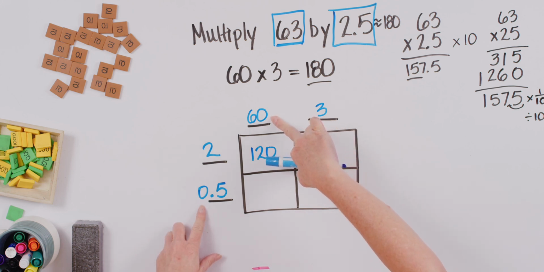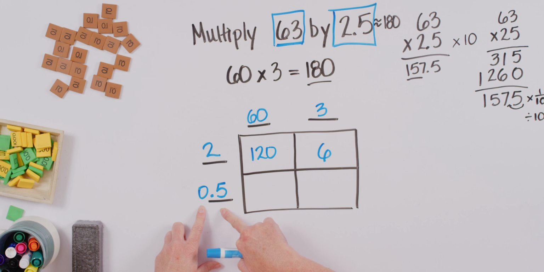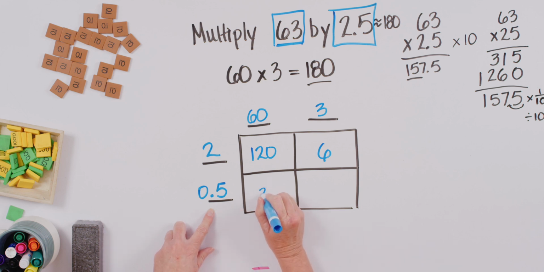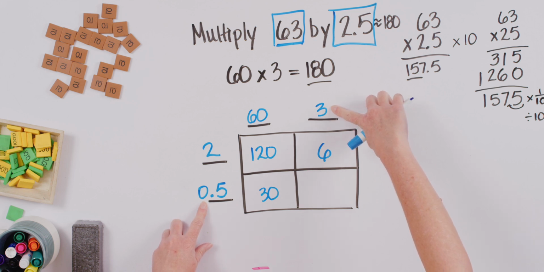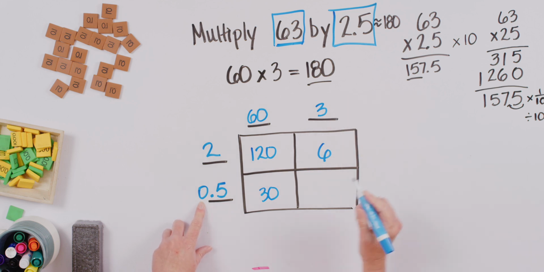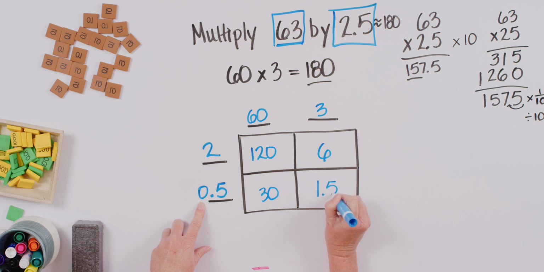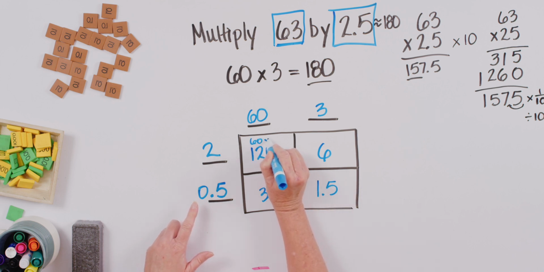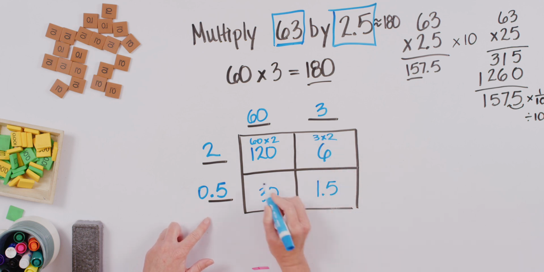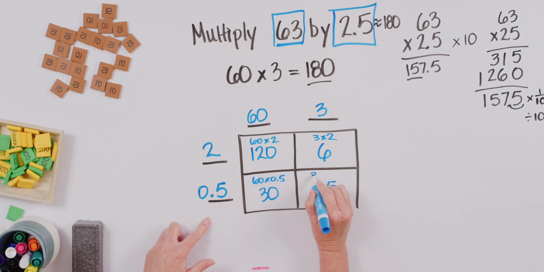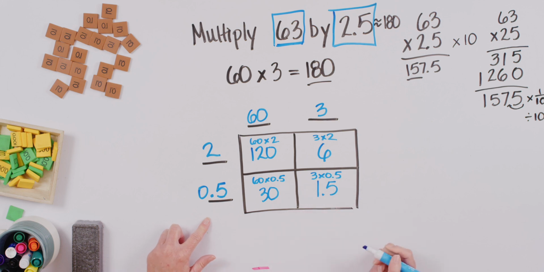60 times 5/10. We can also look at this as 1/2, right? 5/10 also equals 1/2. So 60 times a half, or a half of 60, is going to give me 30. And then I have 5/10 times 3, or a half of 3, 1 5/10. So see how we did that? We multiplied each of those, 60 times 2, 3 times 2, 60 times 5/10, and then we had our 3 times 5/10 to find our answers.